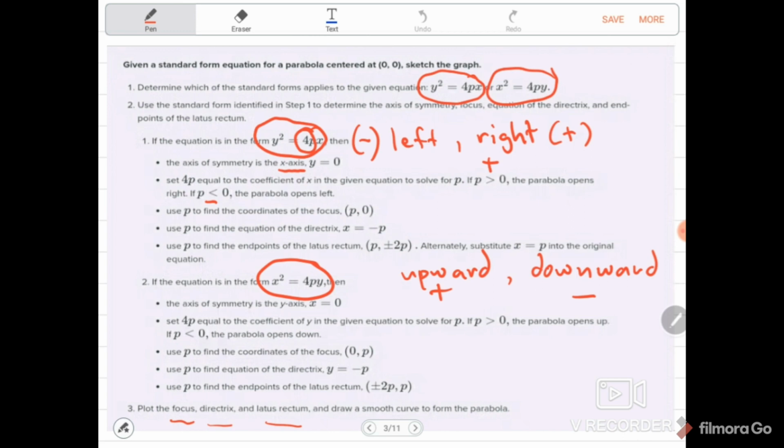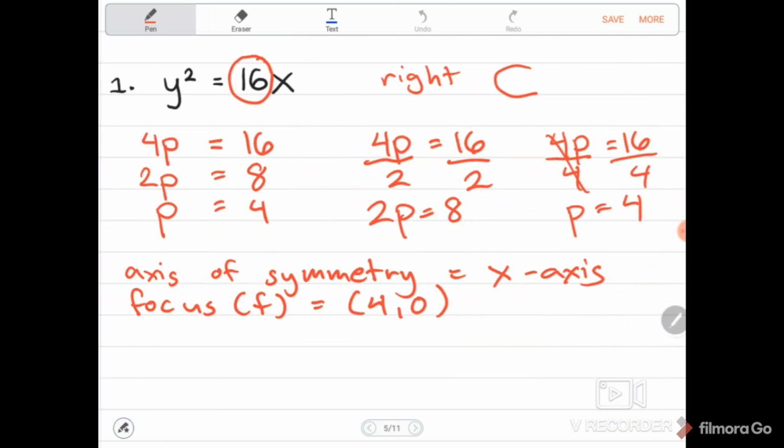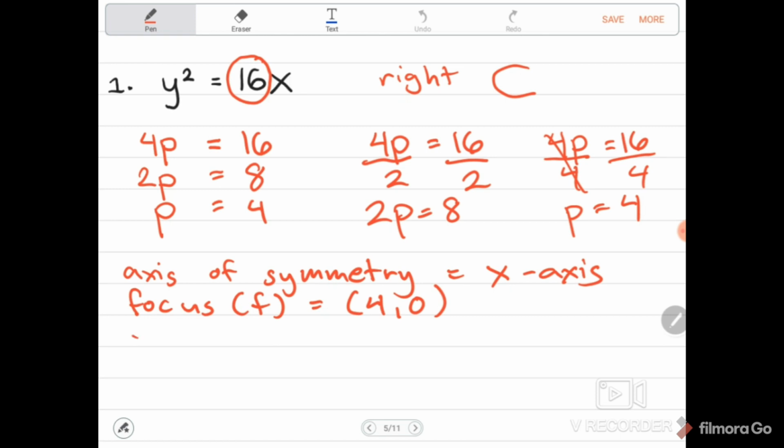Equation of the directrix. X is equal to negative P. Dito tayo. Directrix is equal to X is equal to negative 4. Okay? Ano pa yung nawawala sa atin?